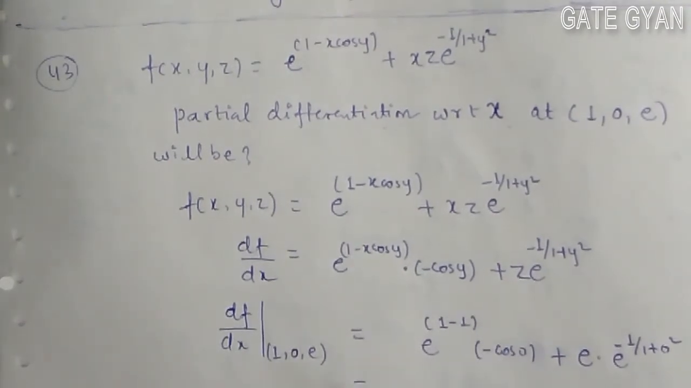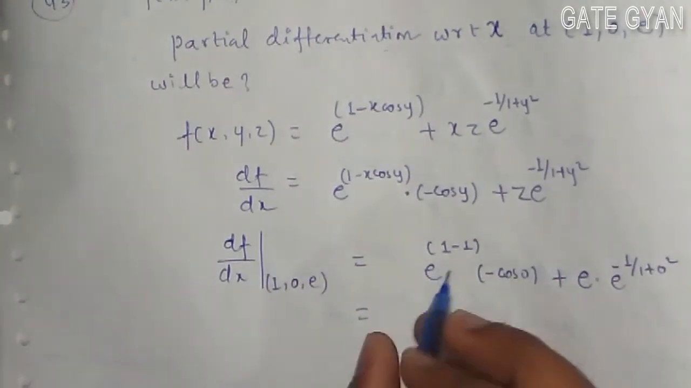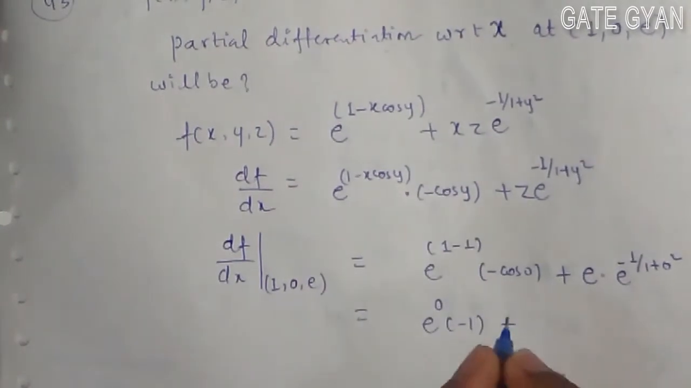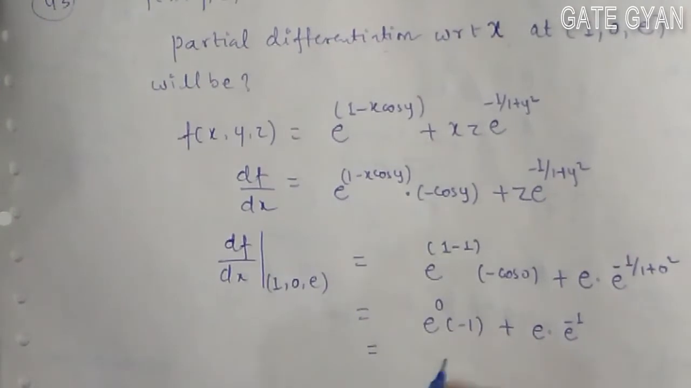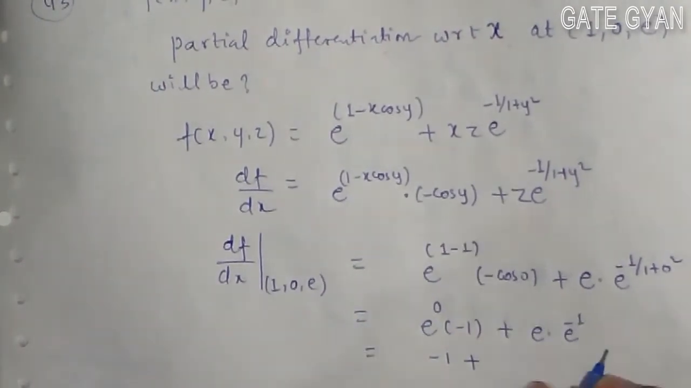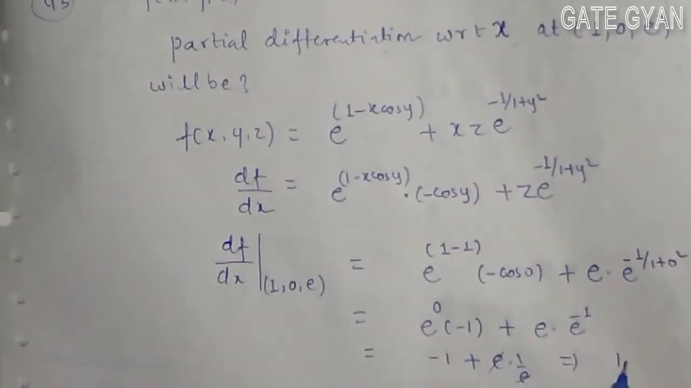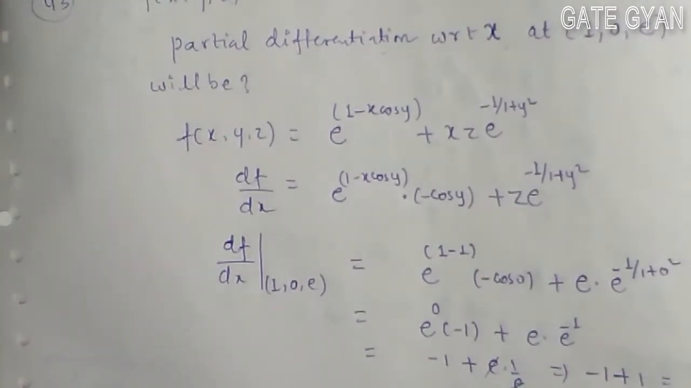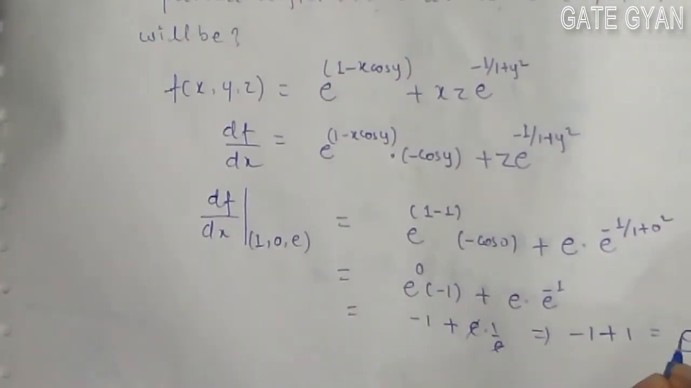So we'll simplify it more and we'll get e to the power 0 into minus 1 plus e into e to the power of minus 1. e to the power 0 is going to be 1, so minus 1 plus e into 1 by e. This will get cancelled, so this is going to be minus 1 plus 1, which implies our answer is going to be 0. So we'll get answer 0.